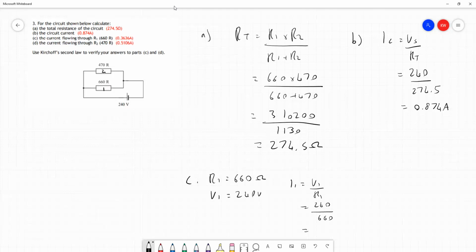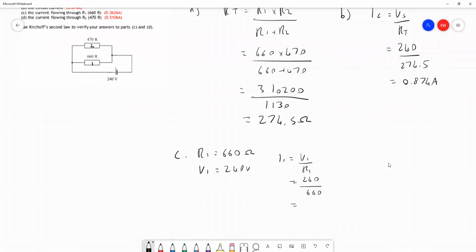And for that we get 0.3636. It gives it to a very accurate 4 decimal places in the question, so we'll stick with that. 3 decimal places would normally be more than enough, but let's keep with what the question gives. That's actually 3636 all the way, it just recurs, 3 sixes, amps.